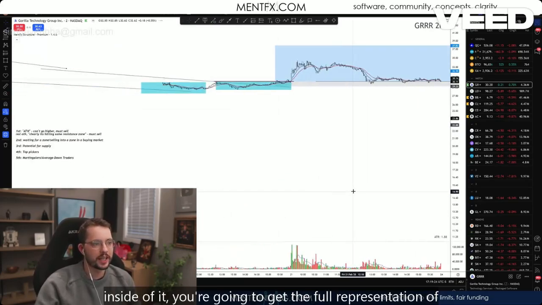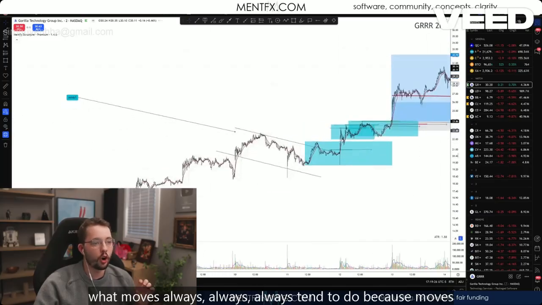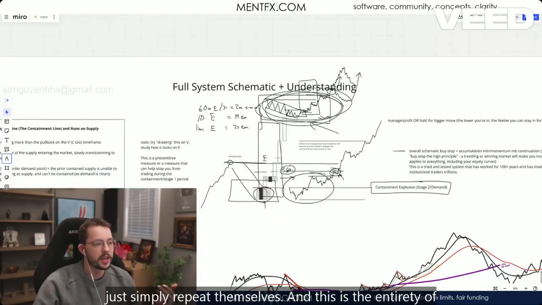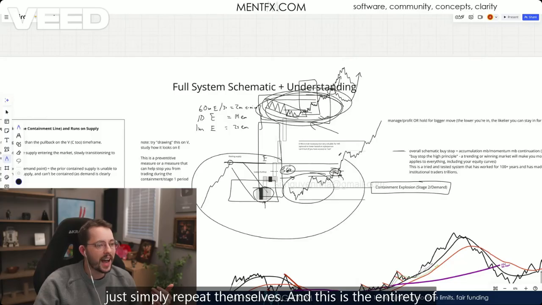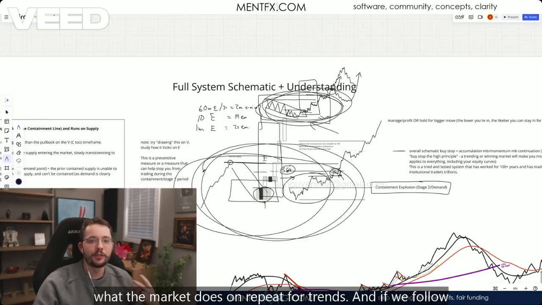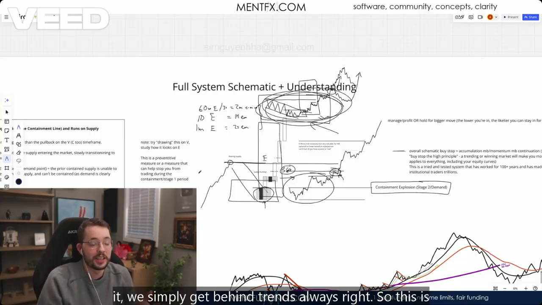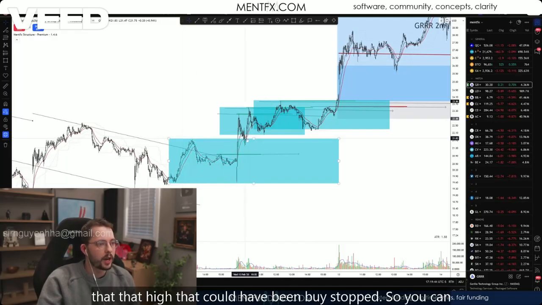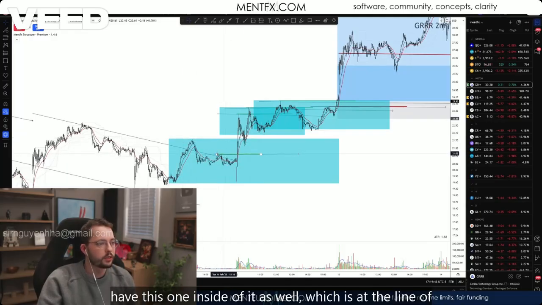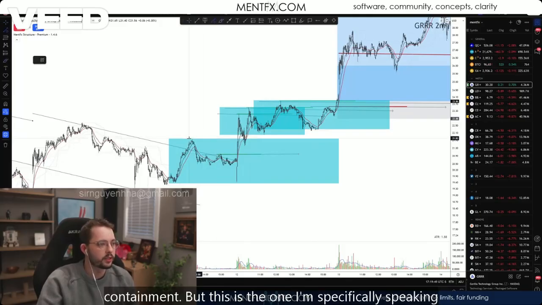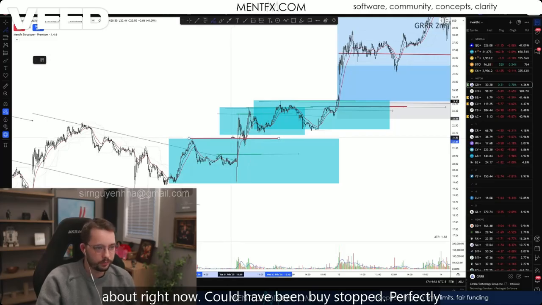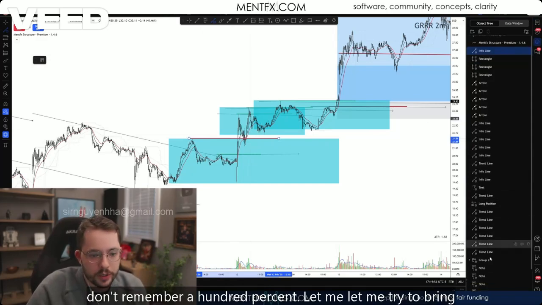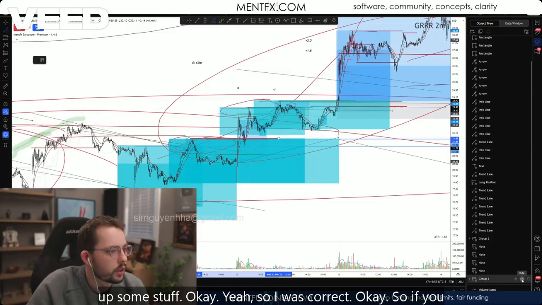If we go inside of it, you're going to get the full representation of what moves always tend to do, because moves just simply repeat themselves. And this is the entirety of what the market does on repeat for trends. And if we follow it, we simply get behind trends always, right? So this is that high that could have been buy stopped. So you can have this one inside of it as well, which is at the line of containment. But this is the one I'm specifically speaking about right now. Could have been buy stopped. Perfectly valid. Actually, I might have buy stopped this. I don't remember 100%. Let me try to bring up some stuff.